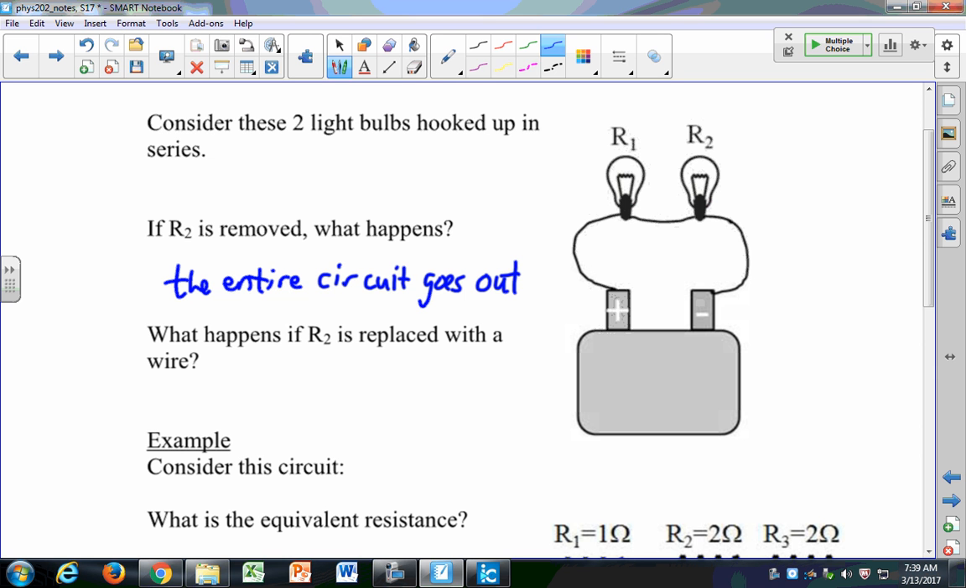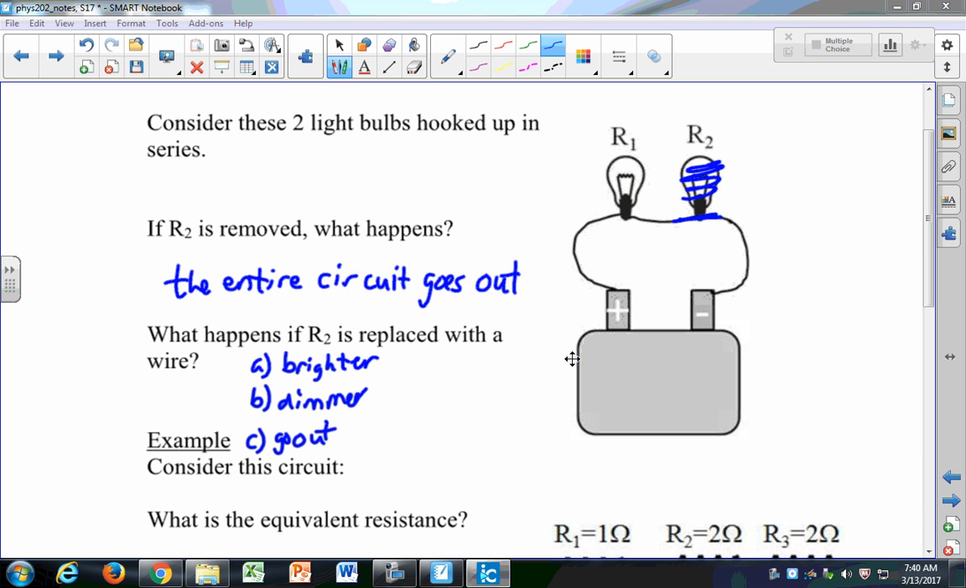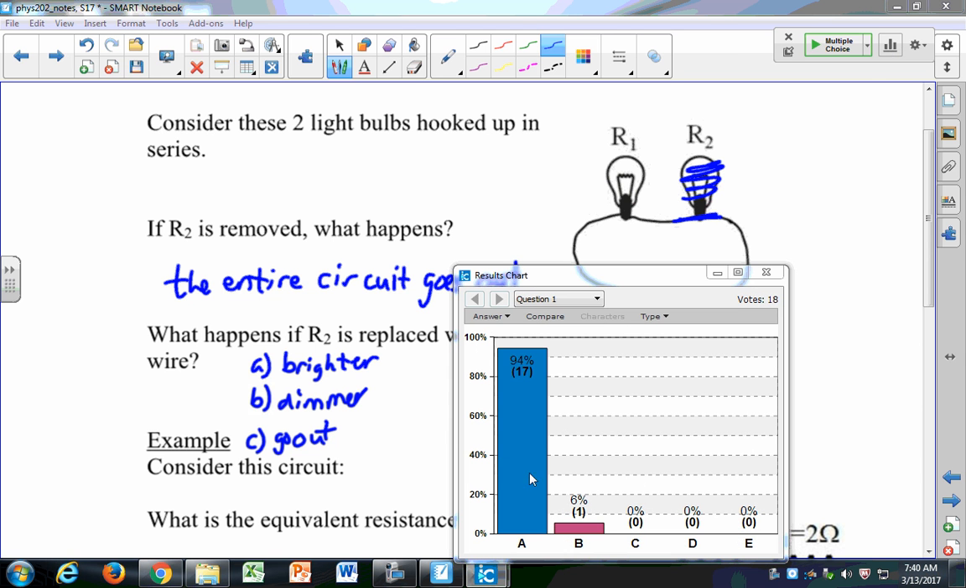There's another very important reason, but what if you take out R2 and you replace it with a wire? That is, I just get rid of R2 and I reconnect that circuit. What will happen to R1? You'll do this with your clicker: will it be A, brighter, B, dimmer, or C, will it go out? Will R1 be brighter, dimmer, or go out? All right, so a few more seconds. Stop at 22. All right, A is right.